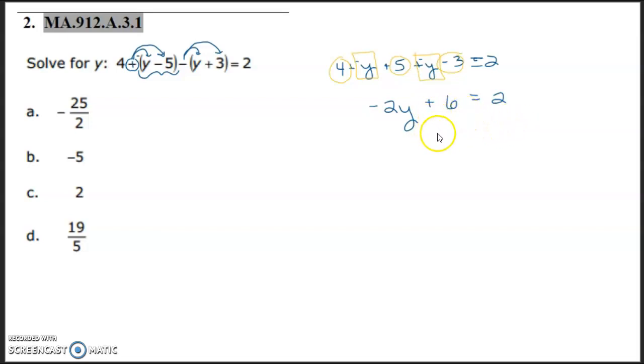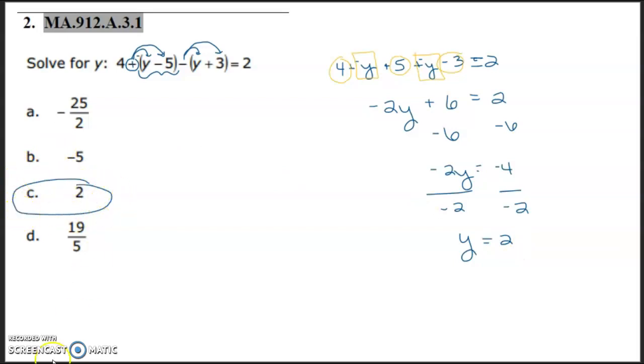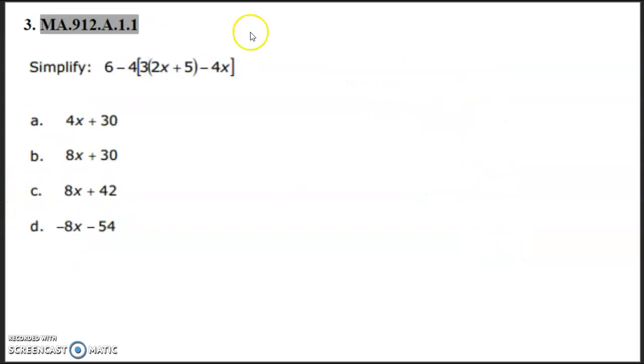So now we just have to solve for y. So we're going to subtract 6 from both sides. We have -2y equals -4. Divide both sides by -2, and we have y equals 2. So your answer here is C. All right, so let's go to number 3.